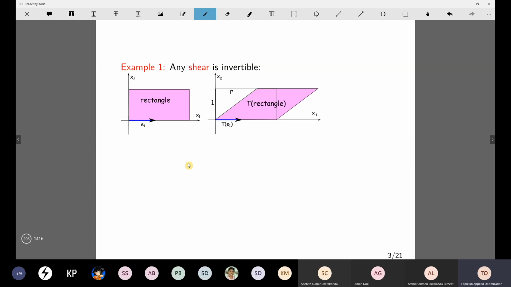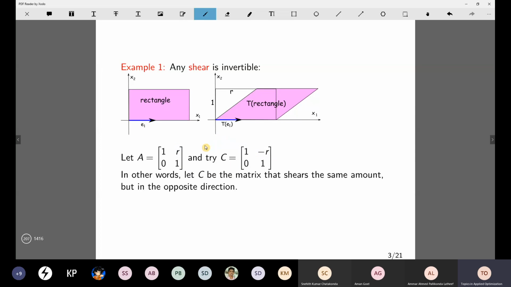These are simple things. Any shear is invertible. So if you have any matrix that acts like a shear, then it is invertible. So for example, shear matrices look like this, and the inverse can be explicitly computed like this. You just reverse the sign, and that becomes the inverse of this. So any shear matrix is invertible.